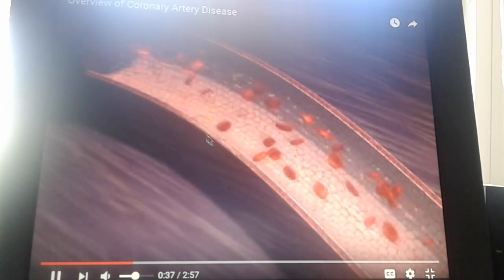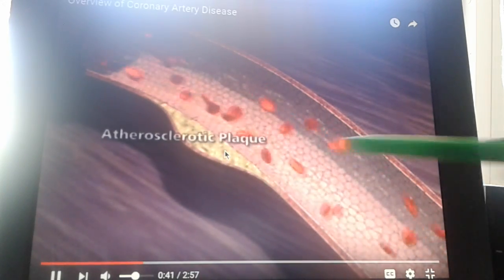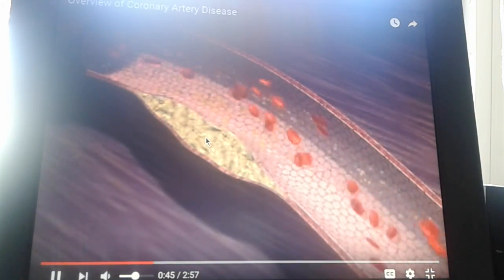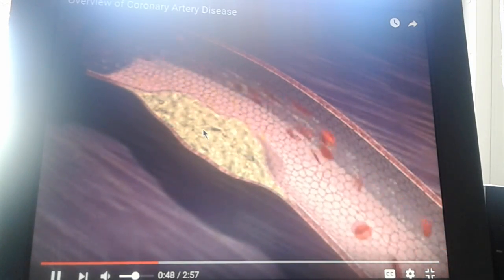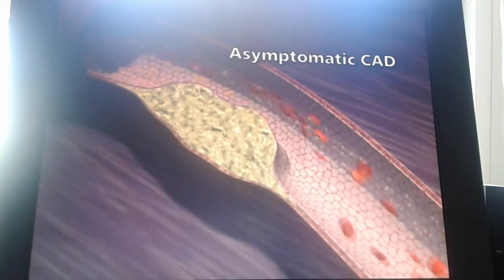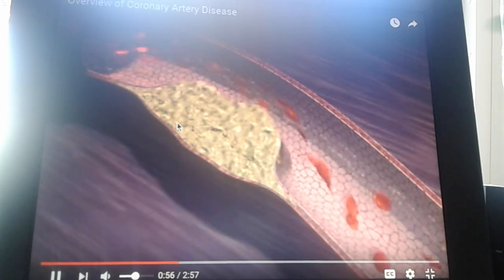Atherosclerosis begins when LDL cholesterol accumulates in the arterial wall, forming a plaque. Over time, as it accumulates, the plaque becomes larger. Some plaques never obstruct the coronary blood flow. The patient with asymptomatic coronary disease has no chest pain and no myocardial ischemia.